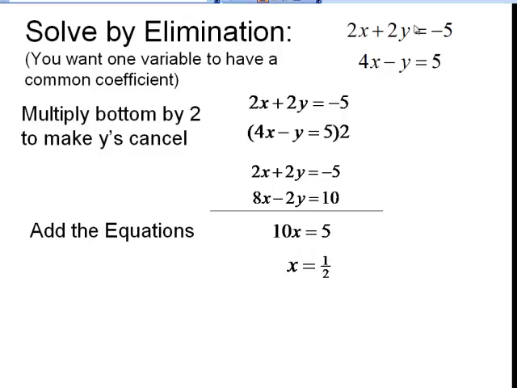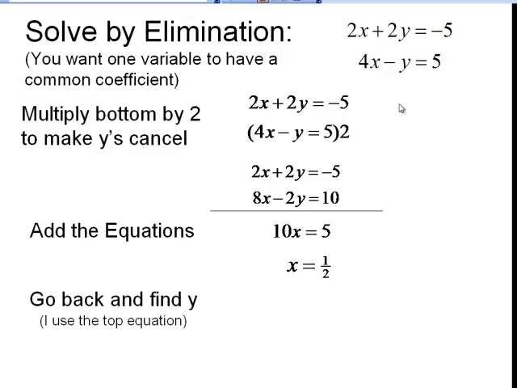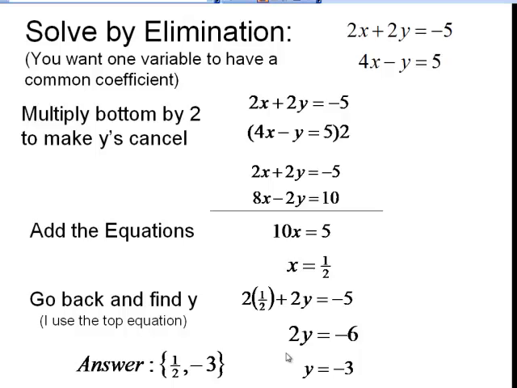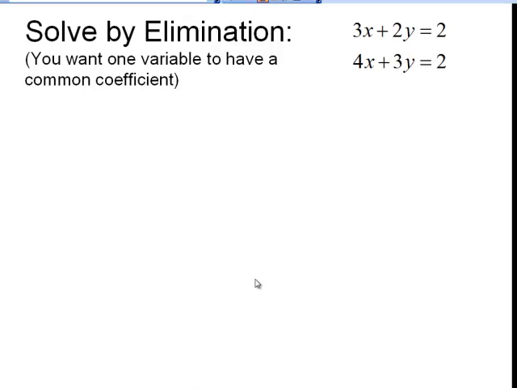You can take this answer and plug it back in any place up here at the top that you want to. I happen to go back up to the very top. 2 times 1/2 plus 2y equals negative 5. If you subtract that, it gives you negative 6 divided by 2, so y is negative 3. So your endpoint is (1/2, negative 3). That's where they intersect. Okay, elimination.